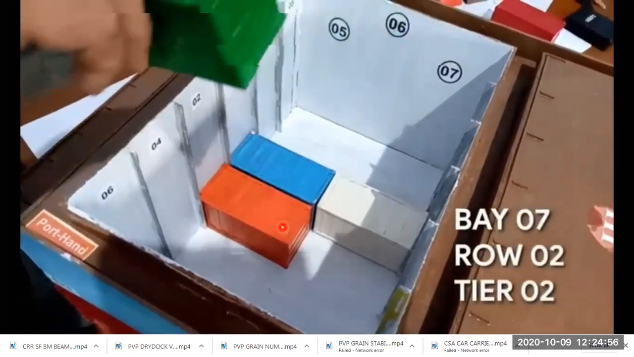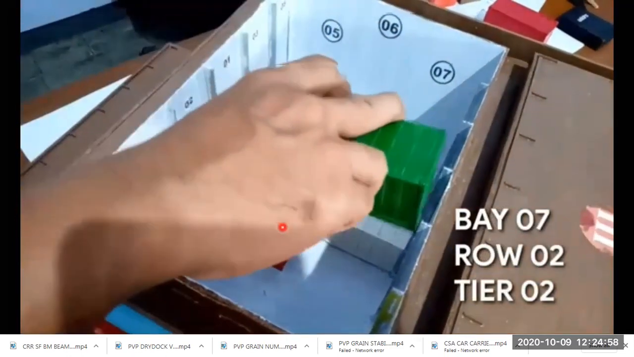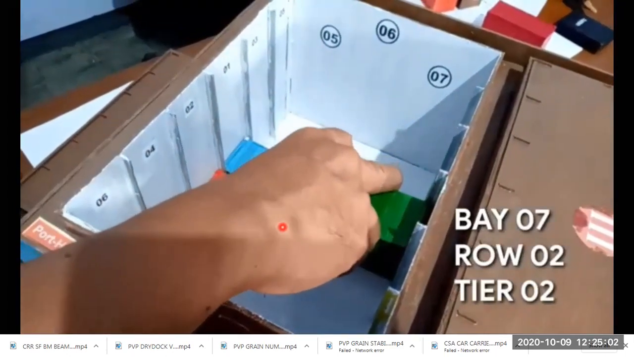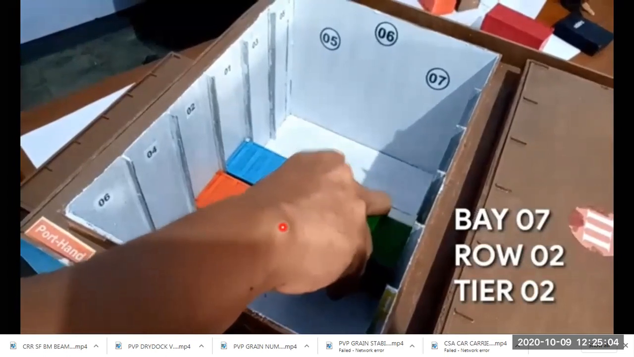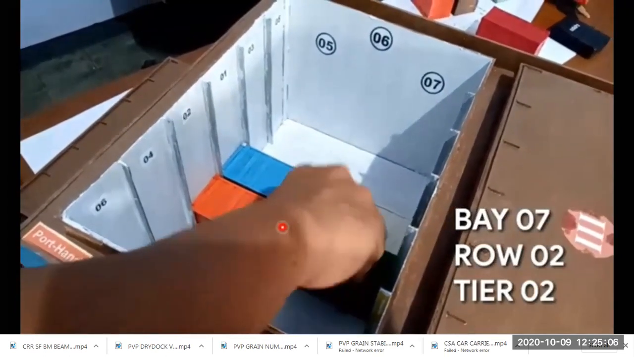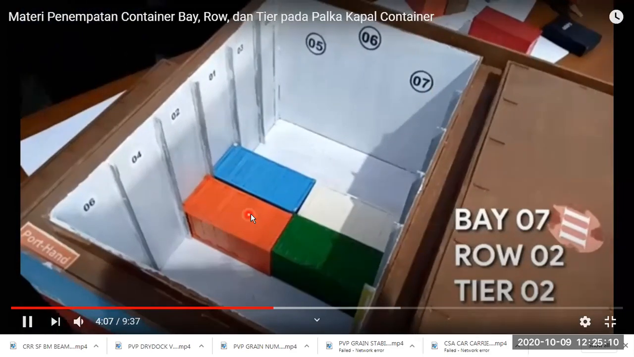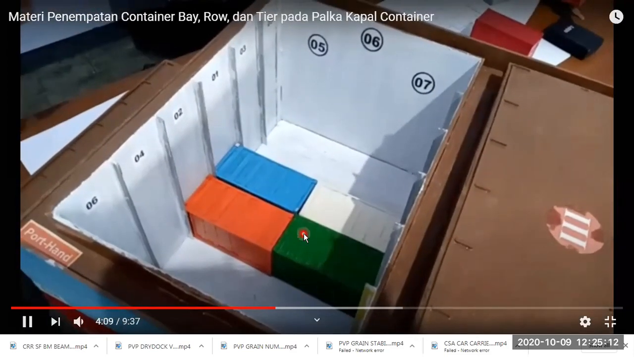So bay 07, row 02, tier 02. So this is the second row on the port side after the center line. So this is your bay 07, row 02, for example tier 02.